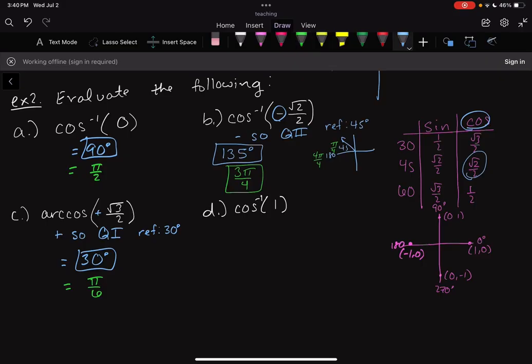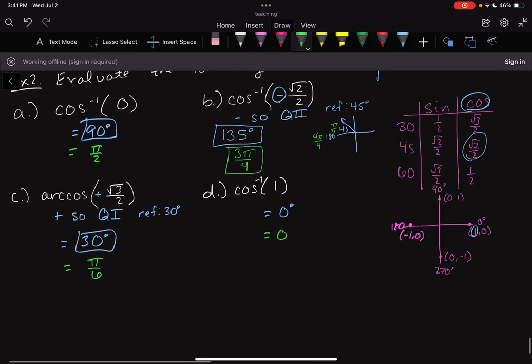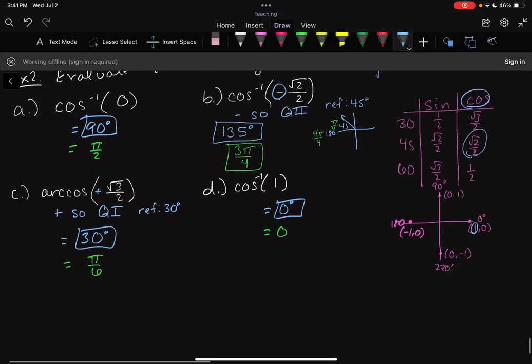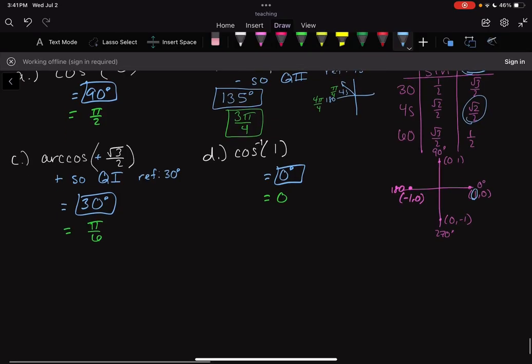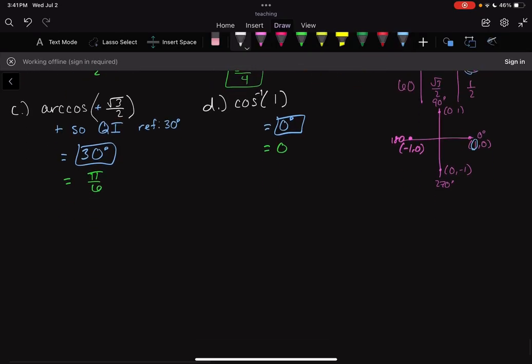And then for the last one, I'm looking for the angle in which cosine is equal to 1. So if I come to my chart over here, remember cosine is the x value. So I'm seeing that happen at 0 degrees. And in radians, that's still just 0. So there you go. We did some cosine ones. I hope these are getting a little bit better as we do more. You just have to keep in mind which intervals for which functions.